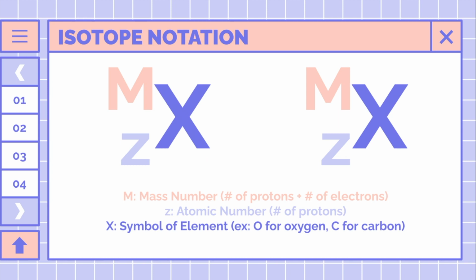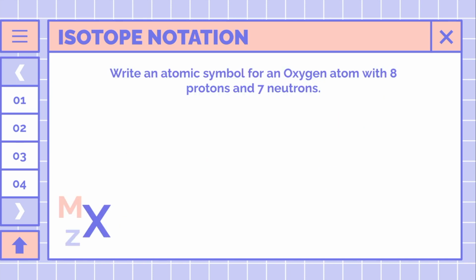So the reason why the mass numbers for isotopes are different is because of the number of neutrons. They are different. And finally, the X is for the symbol of the element. For example, O for oxygen or C for carbon. Okay, this is how you write isotopes in atomic notation.